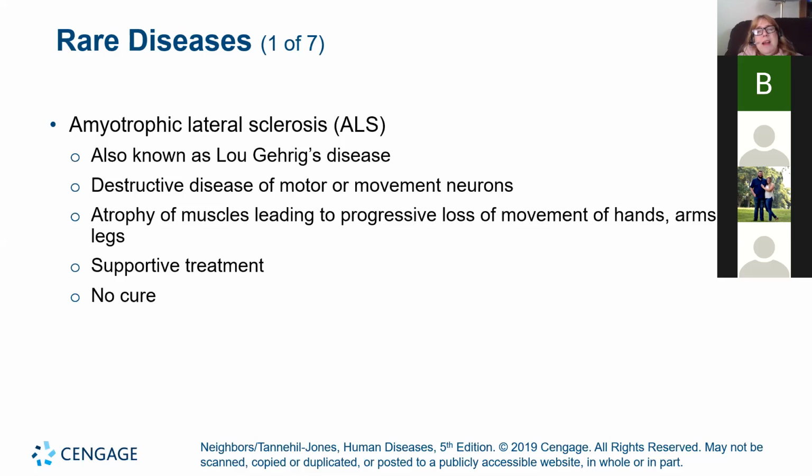And it's a lot better now than it used to be, because what happens is the muscles will atrophy and it's progressive loss of the hands, arms, feet, and legs. So now we do a lot of physical therapy and occupational therapy and psychological therapy to keep people using the hands, feet, arms, legs, so that there's less atrophy and, they're hoping, less progression quickly of the disease.